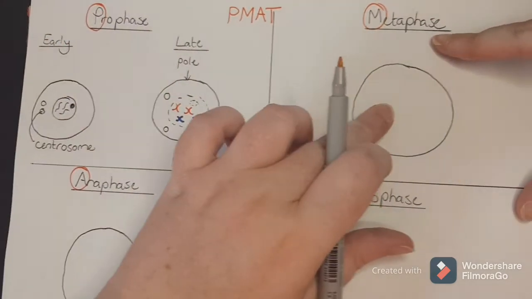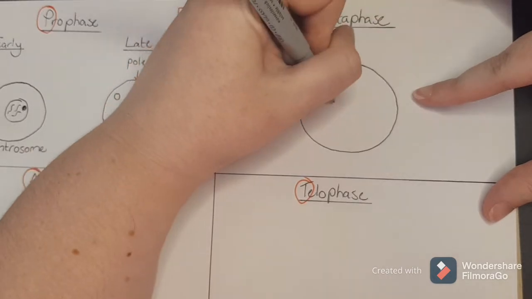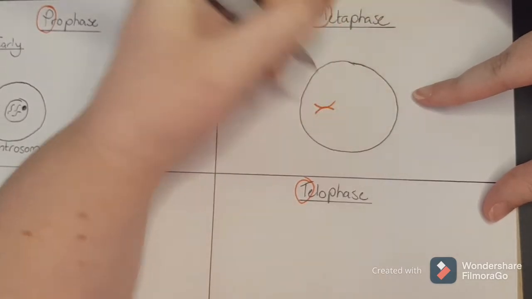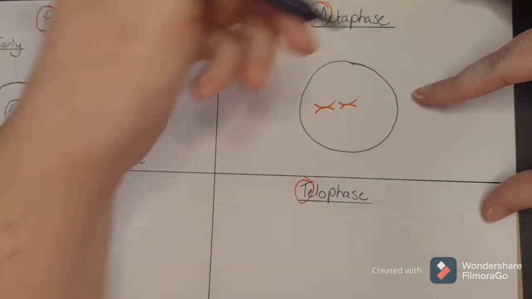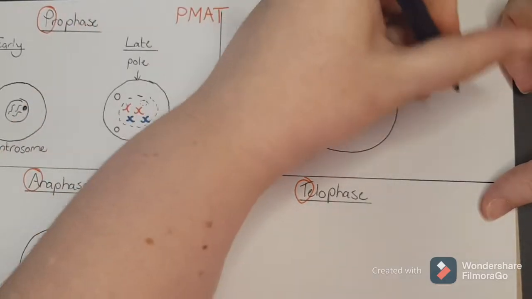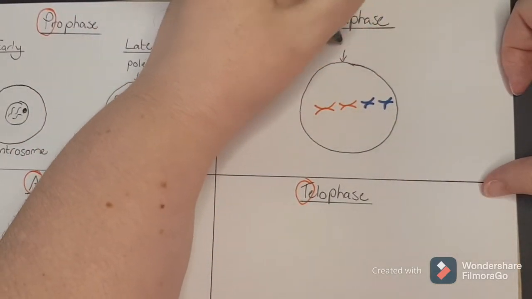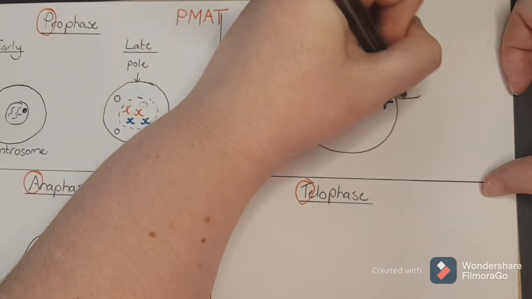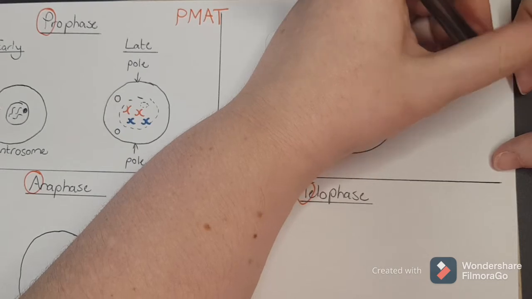When the cell starts moving to metaphase, what happens is all of those chromosomes line up in one single layer across our equator. Okay, so if each side is the pole, so remember that's the pole, this is now the equator in the middle, just like the Earth.